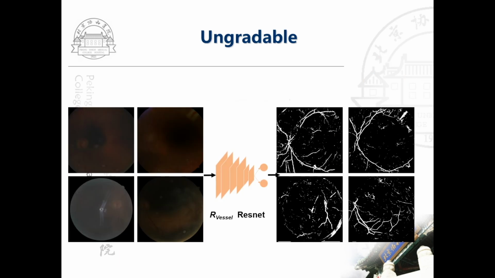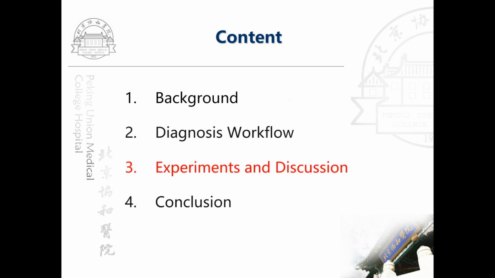Here, we show the automatic segmentation of ungradable images, which is highly abnormal. Therefore, we trained a ResNet to assess the abnormality of the segmented vessel. We test the proposed algorithm on the testing set.